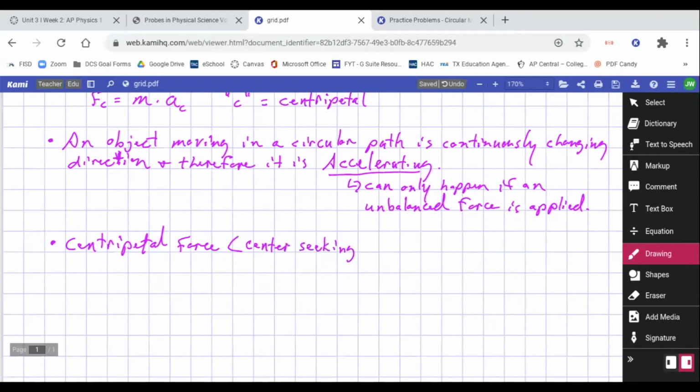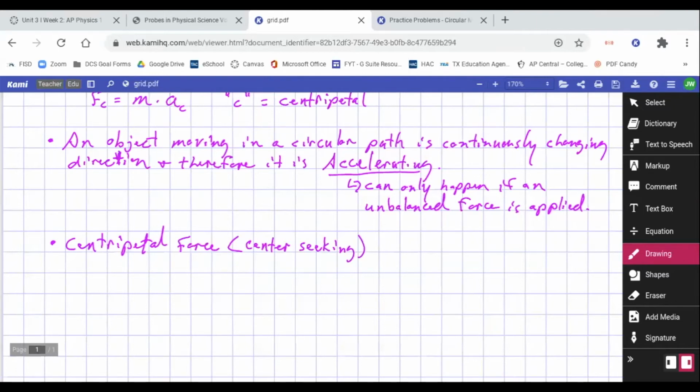Center seeking. Well, we said that in the car, when you go on a curve to the right, the force is to the right, it's pulling us to the right. That's why we feel that push on our left side. If the curve is to the right, it's pulling us to the center of that circle. So our centripetal force always points to the center of the circle, and that's why we're calling it center seeking. There's a couple of notes about this.